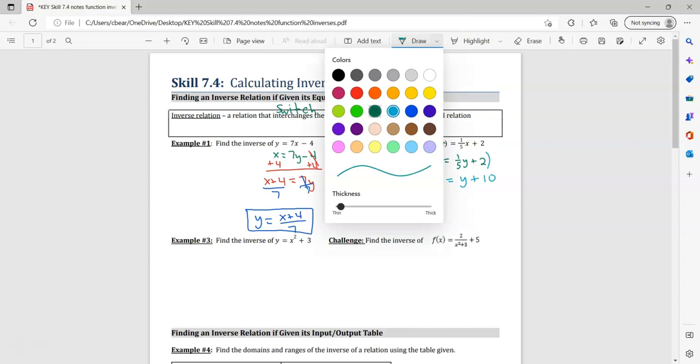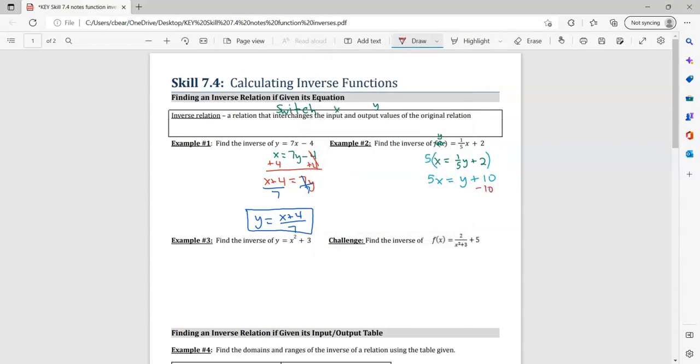So I get 5x equals y plus 10. And I want to solve this for y, so I'm going to get the y by itself by subtracting 10 on both sides. And I get y equals 5x minus 10. And if we were to double check with our original equation, originally we had x being multiplied by a fifth, which is the same as dividing x by 5. So now we see that the x is being multiplied by 5.